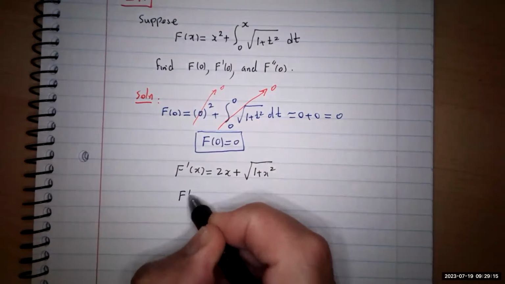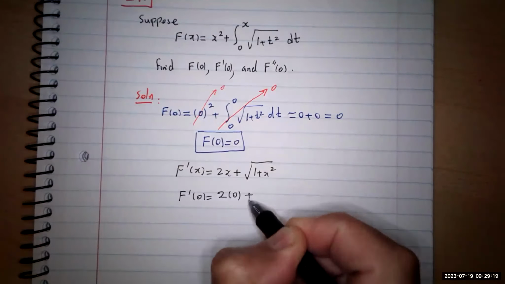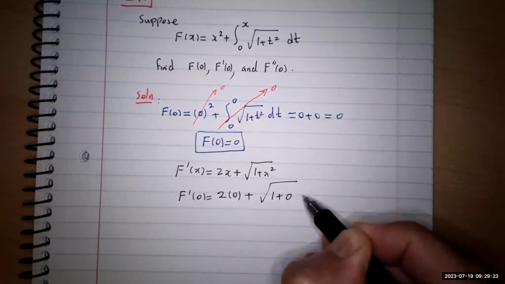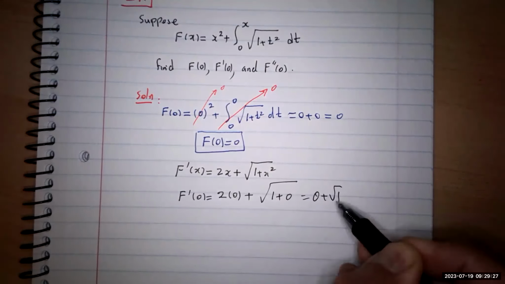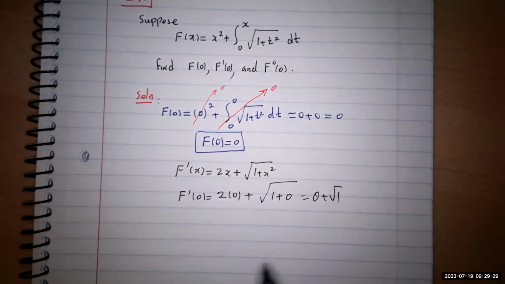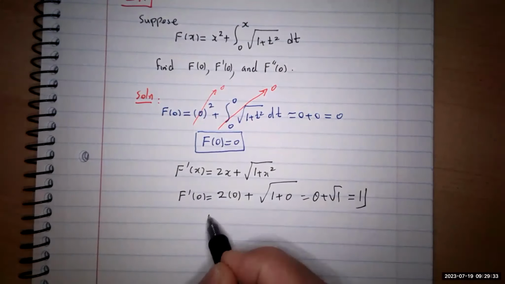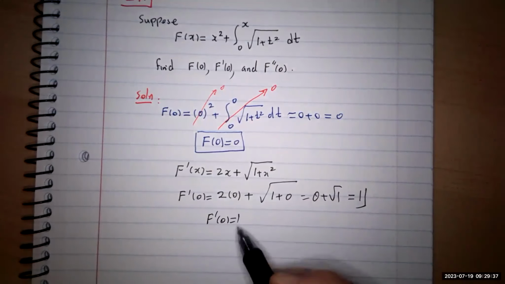So that gives f prime of 0 is equal to 2 times 0 plus the square root of 1 plus 0 again. So 2 times 0 would be 0, and this would be radical 1, and the radical 1 is 1. So that gives me 1. So f prime of 0 is equal to 1. You see?